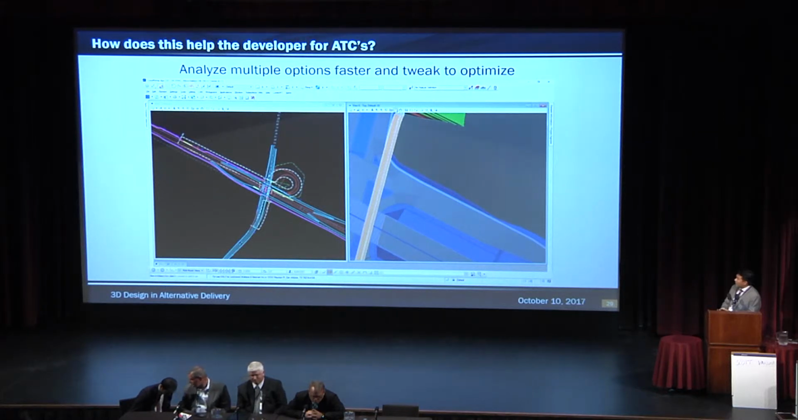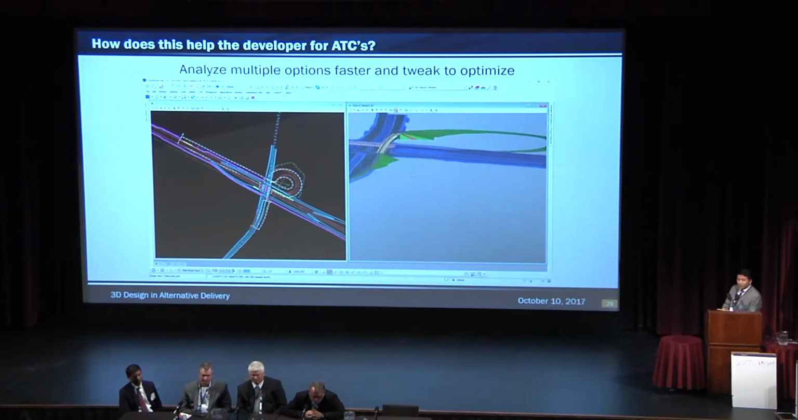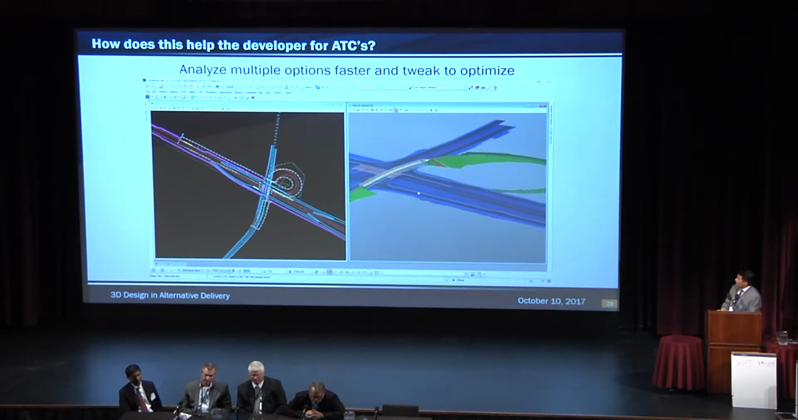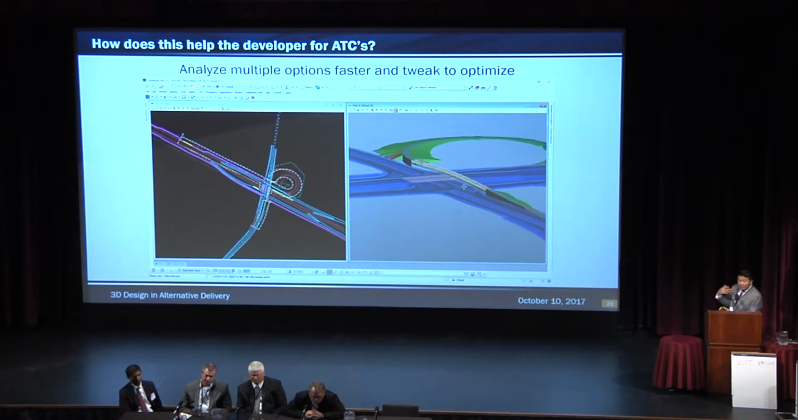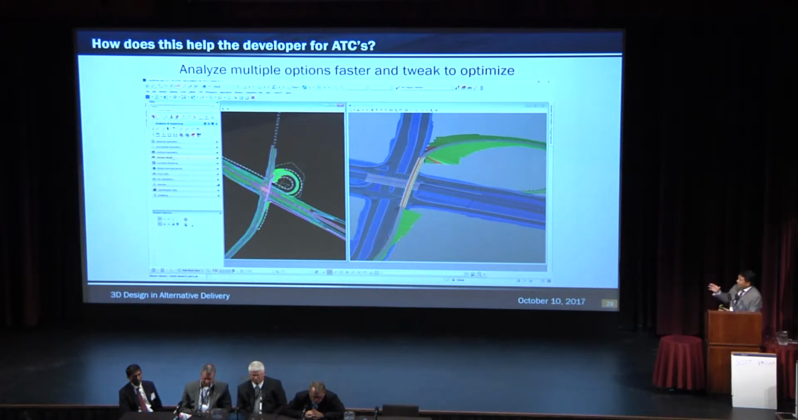Now this is another example that I put together in like 20 minutes. So I created an alignment and a quick profile to go over that previous example, and I wanted to create a loop ramp. It's not perfect, but say I want to explore an ATC, I want to explore a different concept. You can see relatively quickly that I can go in and calculate quantities from this one option.